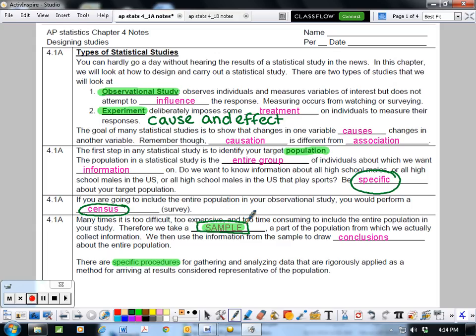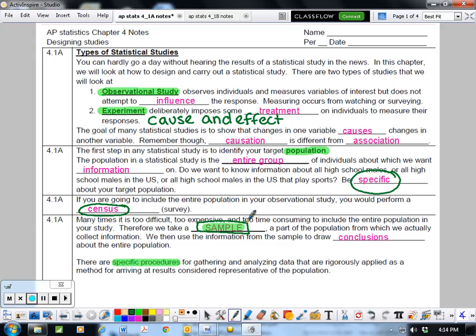So I can't just look at high school males in Palmer and assume that represents high school males in the entire United States. I have to sample from high school males in the entire United States. So when you're specific about your population, that controls how you start picking your sample. And then you're going to use the information from your sample to draw conclusions about the entire population.